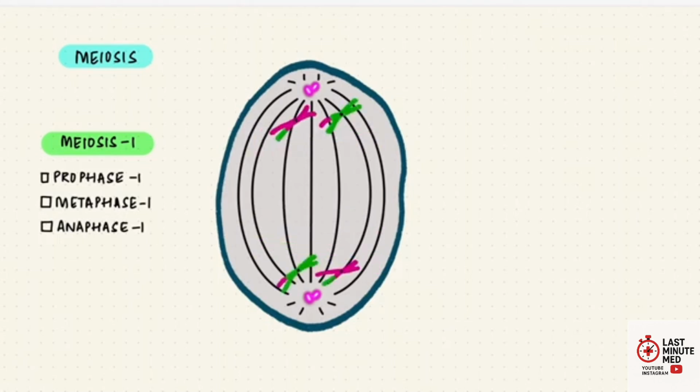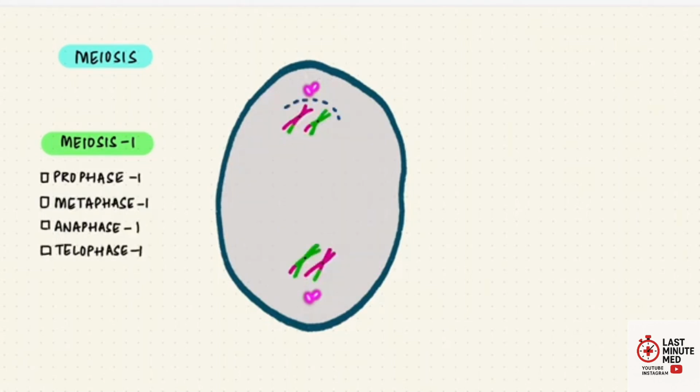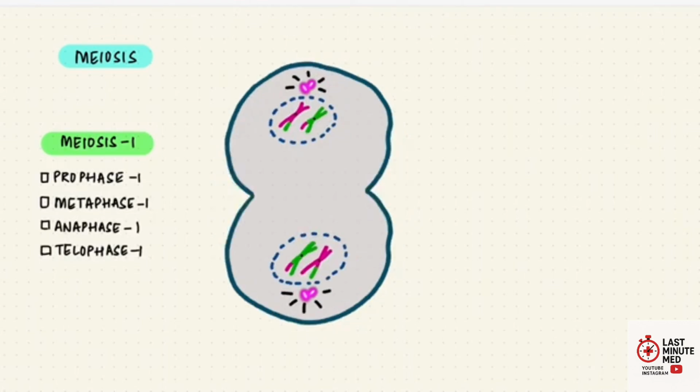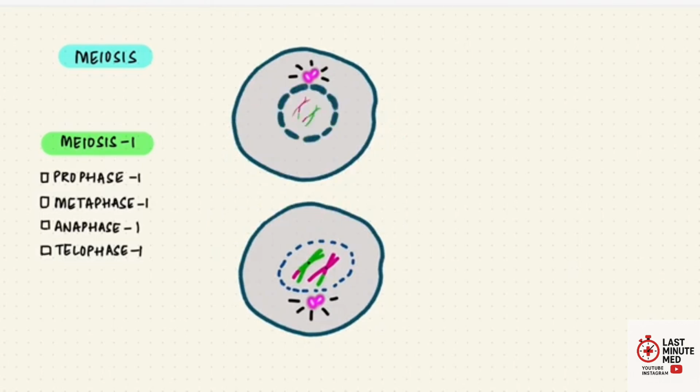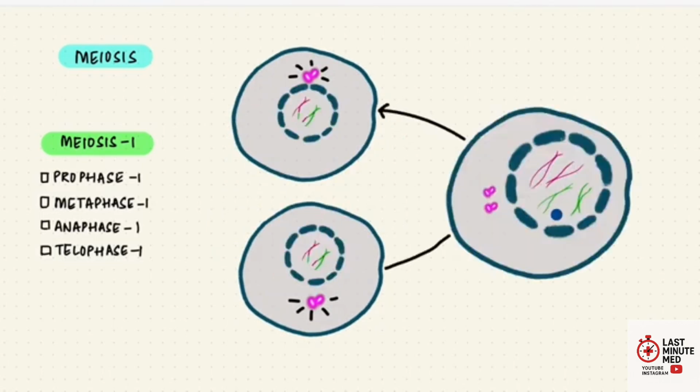During telophase, they reach the poles. Then the spindles disappear, the nuclear membrane comes back. Cytokinesis has divided the cytoplasm. So now we have two cells which have half the number of chromosomes as the parent cell. So the first meiotic division is a reduction division.